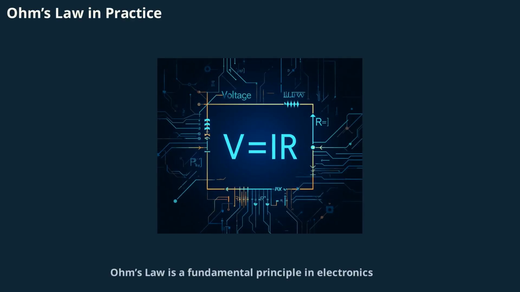Ohm's law is a fundamental principle in electronics, defining the relationship between voltage, current, and resistance. By applying Ohm's law, you can calculate the values needed for resistors and other components in your circuit. This knowledge is essential for designing safe and efficient embedded systems, ensuring each component operates within its limits.